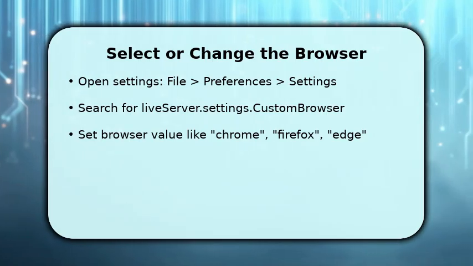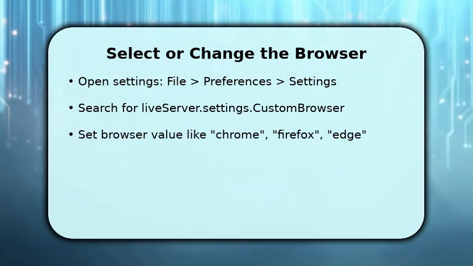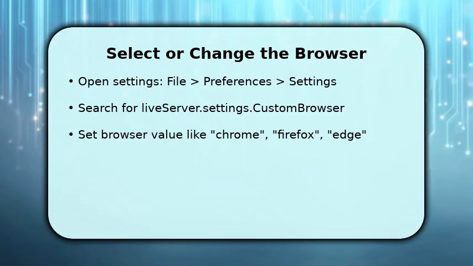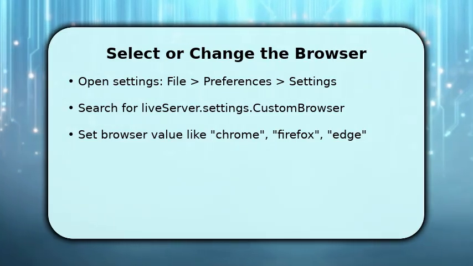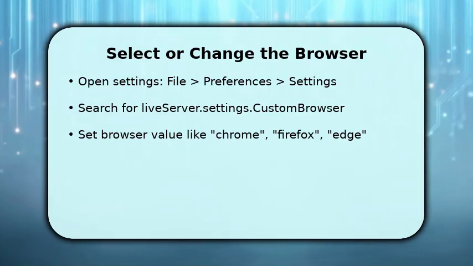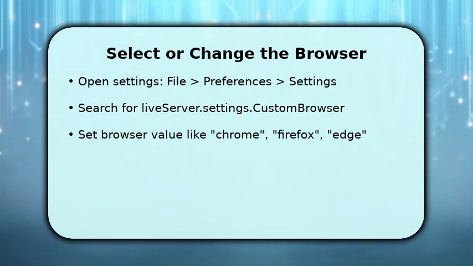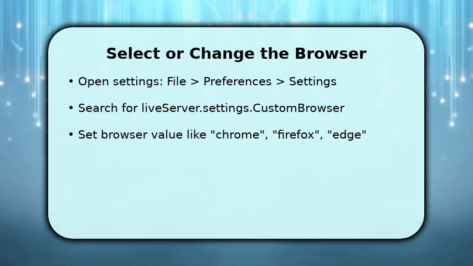Add Live Server settings, custom browser, Chrome in Settings JSON to lock it in. Once saved, restart Live Server. This ensures the extension relaunches with the new choice and opens pages in the selected browser.